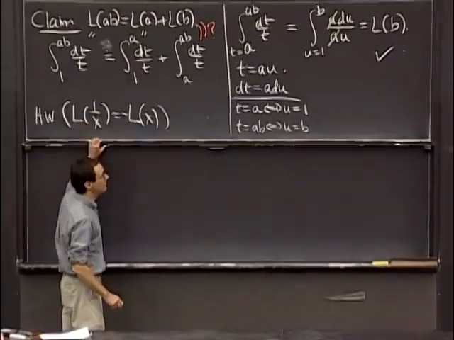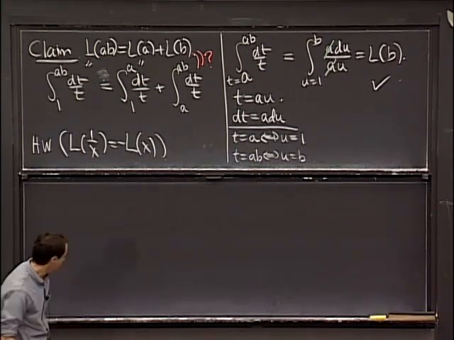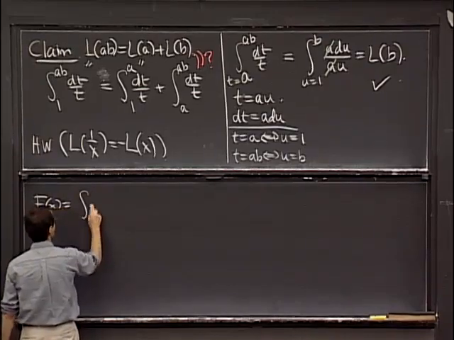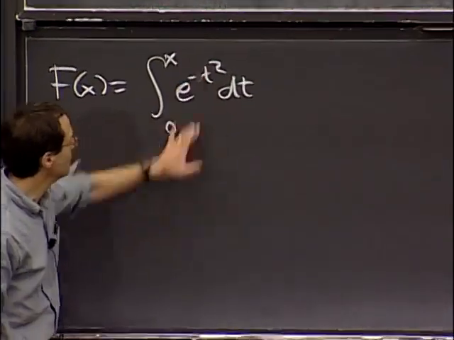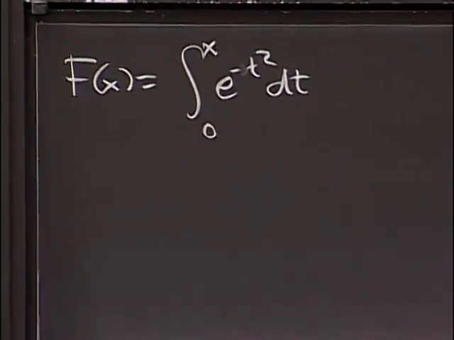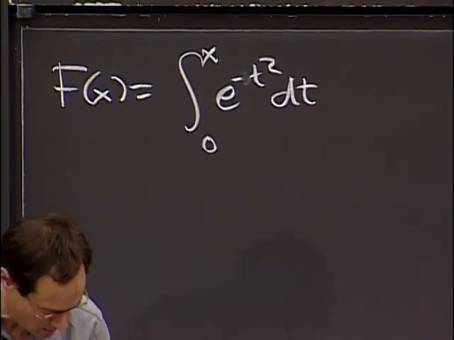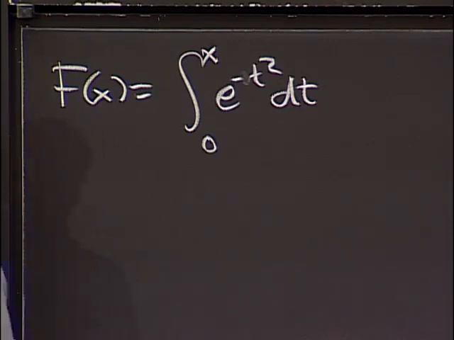Now, the last example that I'm going to discuss of this type, which I already mentioned last time, is the function f of x, which is the integral from 0 to x of e to the minus t squared dt. This one is even more exotic because, unlike the logarithm, it's a new function. It really is not any function that you can express in terms of the functions that we know already.